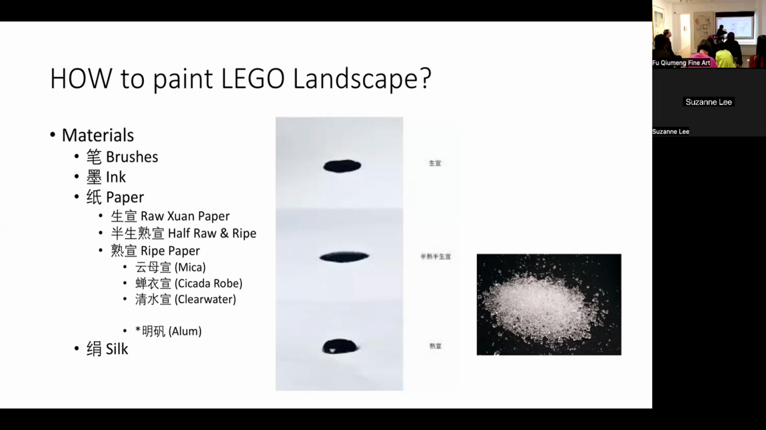But the one we use for gongbi painting and landscape painting is ripe paper. It has a layer of alum on the paper, so the water or the ink doesn't penetrate or infiltrate, so it's easier to control the shape and lines and to do delicate shapes. And there are different kinds of xuan paper, like mica, cicada robe, and clear water. Apart from xuan paper, a lot of my works are also done on silk. Later you can see from this painting.